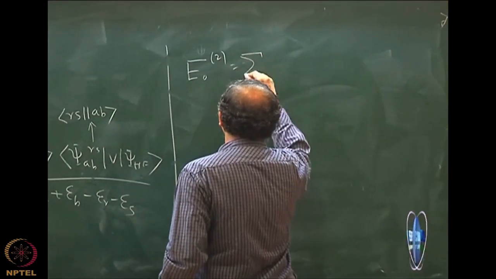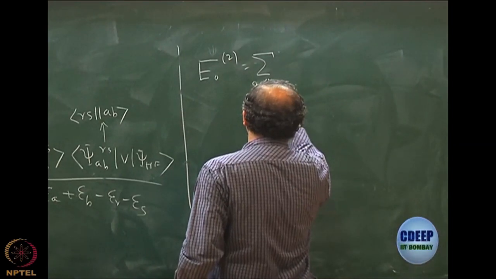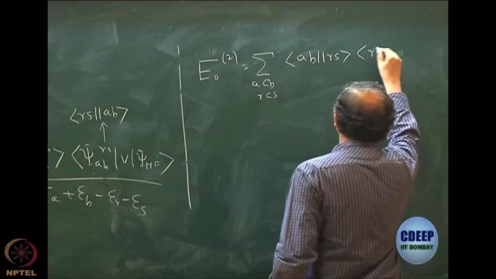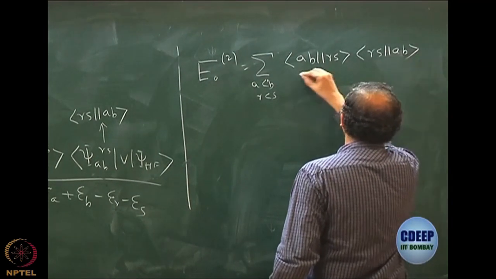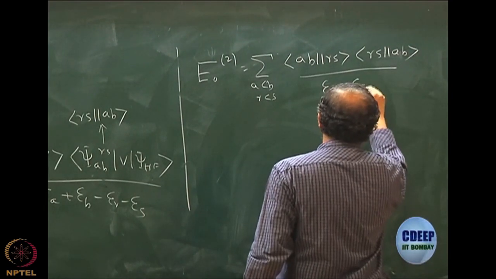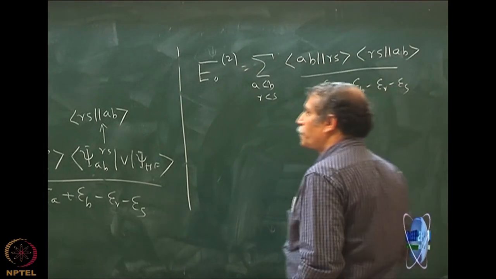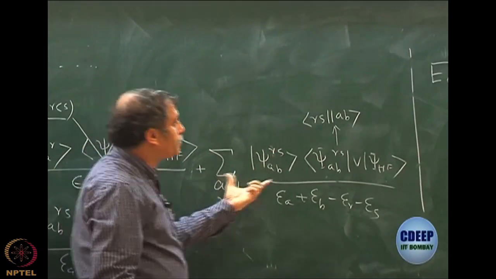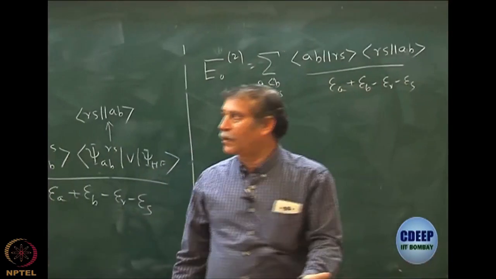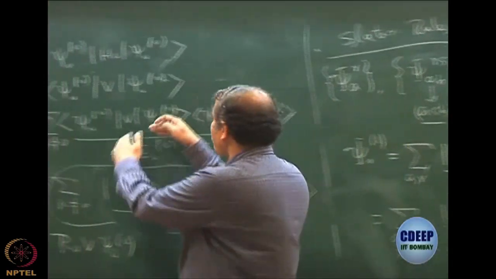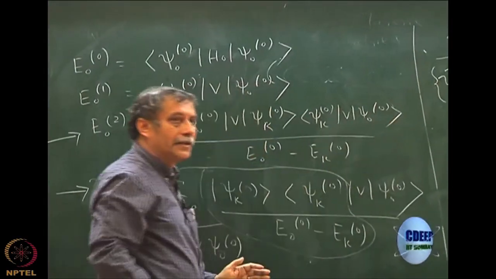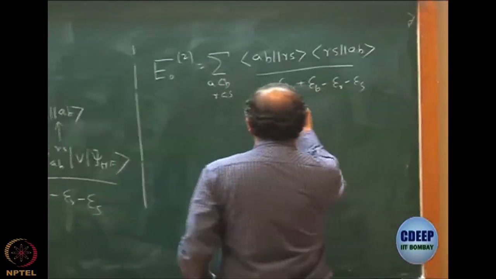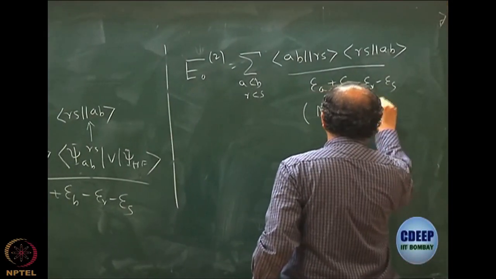as a sum over A less than B, R less than S, ⟨AB||RS⟩ anti-symmetrized times ⟨RS||AB⟩ anti-symmetrized divided by ε_A plus ε_B minus ε_R minus ε_S. I hope all of you can see this, because all I am doing is to write another ψ_0^(0) V with this, and that gives me ⟨AB||RS⟩ anti-symmetrized, and the rest remains the same. You can see this from here also, that this is ⟨AB||RS⟩ anti-symmetrized, this is ⟨RS||AB⟩ anti-symmetrized divided by the orbital energies, and that gives you the final E_0^(2), which is basically what we call the MP2 energy.